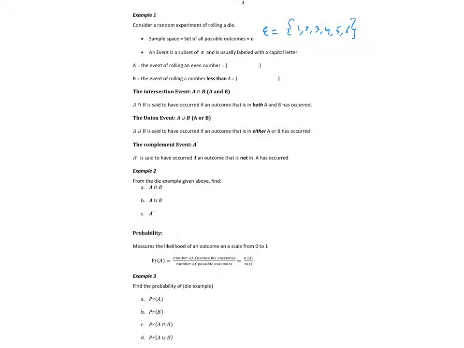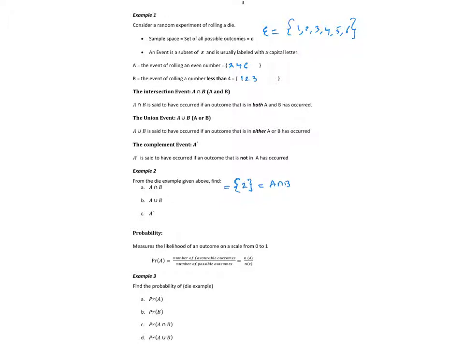Okay, so if A is the event of rolling an even number, from the sample space 2, 4, and 6 are the only evens. The event B of rolling a number less than 4: 1, 2, 3. So it's just 1, 2, 3. Now the intersection is those things that occur in both sets. All right, so let's go down to example 2 and we'll just fill it in as we go. So what elements are in both A and B? The number 2. So that's equal to A intersection B.